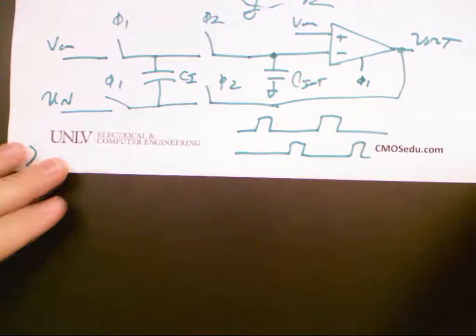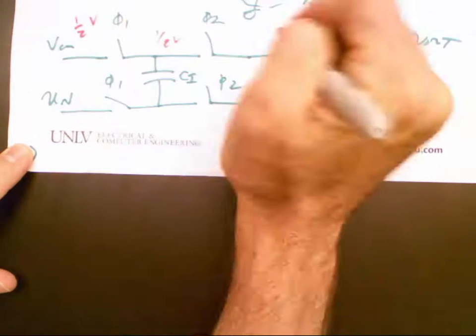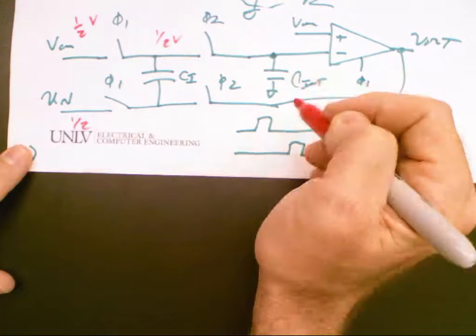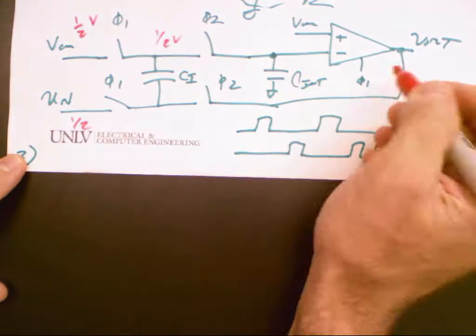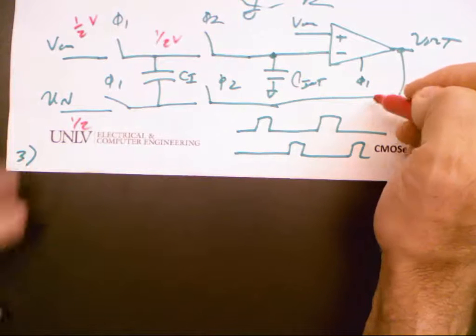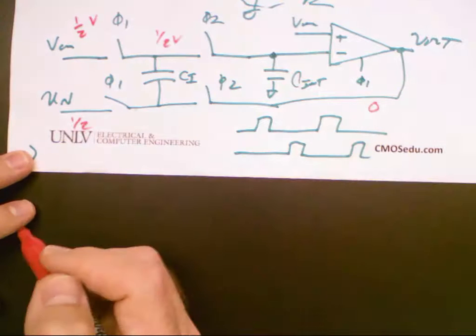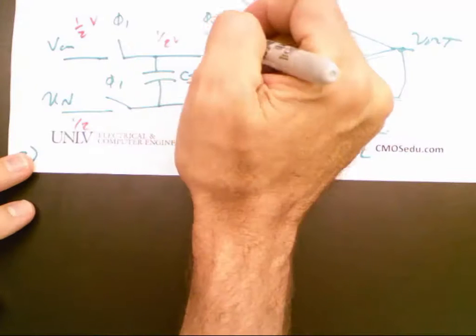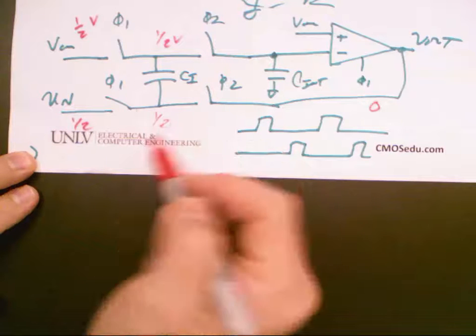Here, let me put some numbers in. Let's say VCM is half a volt, so this is sitting at half a volt. And let's say this VN, let's just put it at half a volt as well. So there's no charge on the capacitor. And then let's say this is at, pick one, 0 or 1. 0. Okay, so if I close this switch, now these two open, this stays at 1/2, this stays at 1/2.